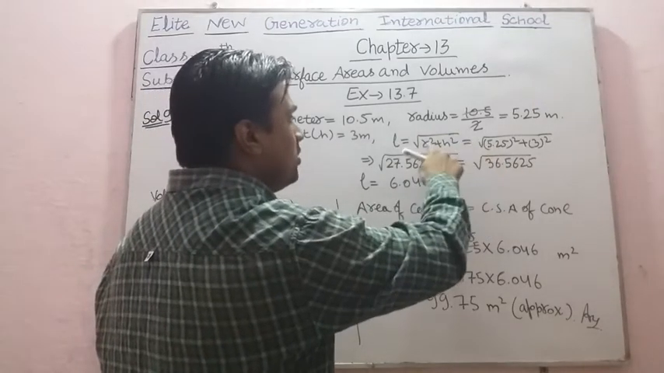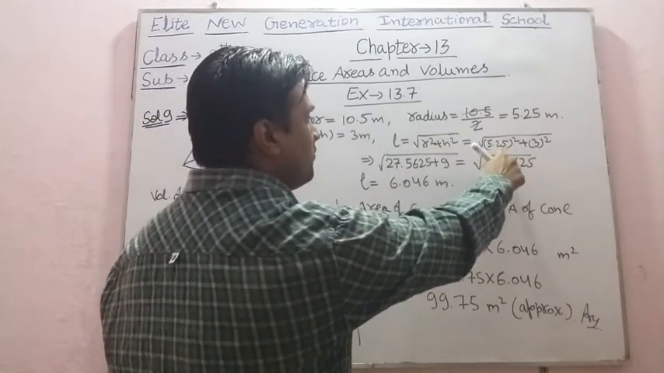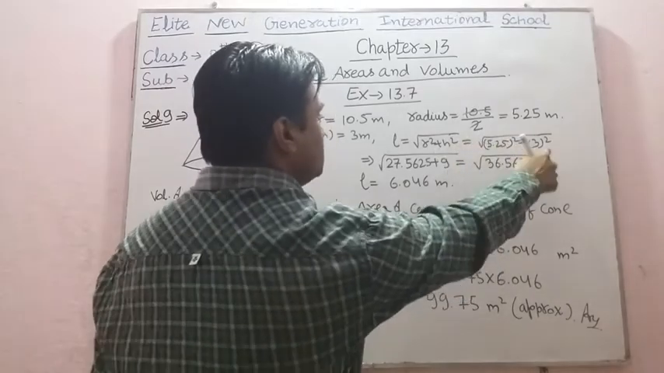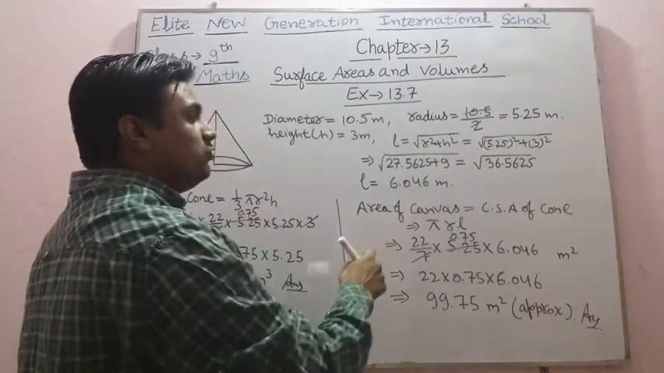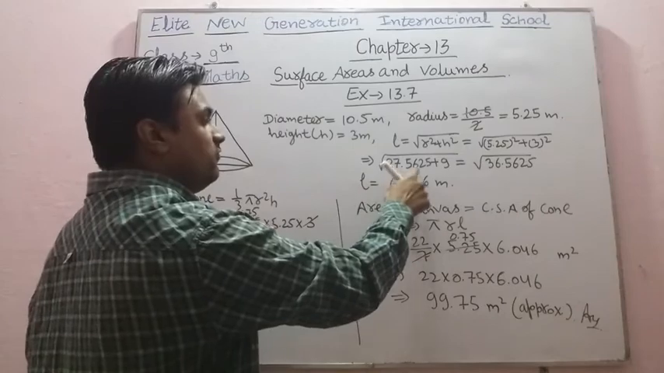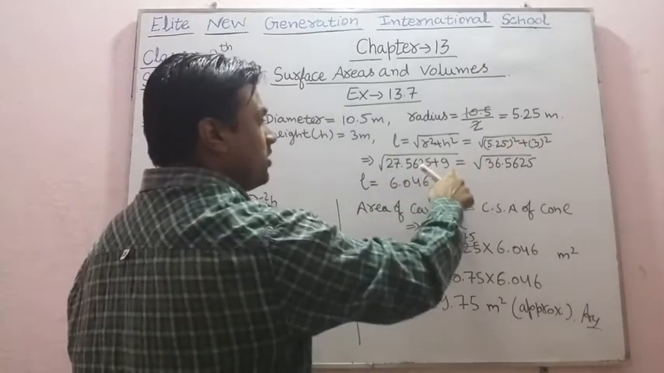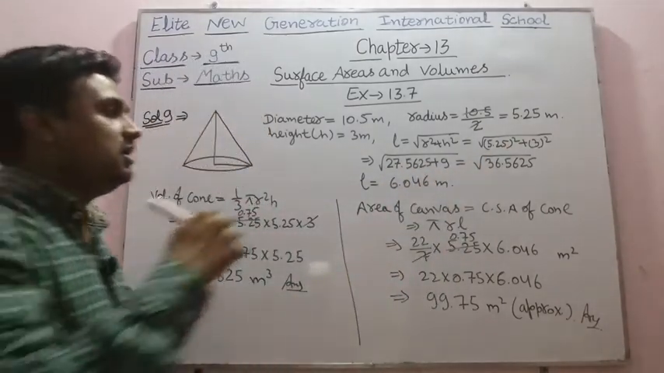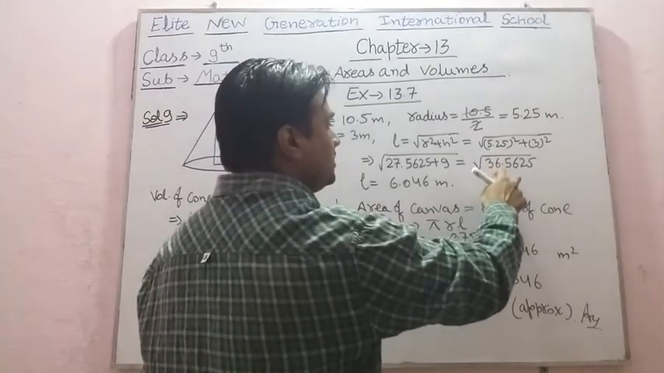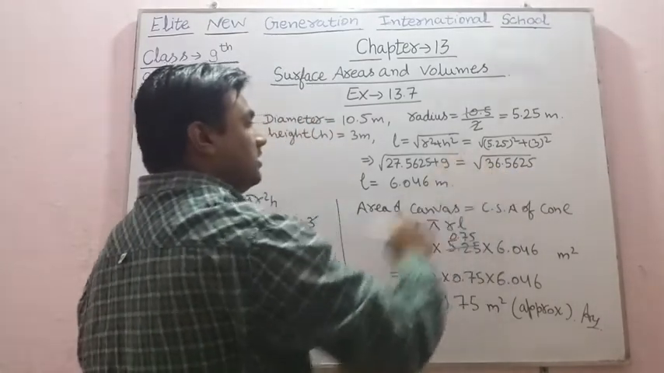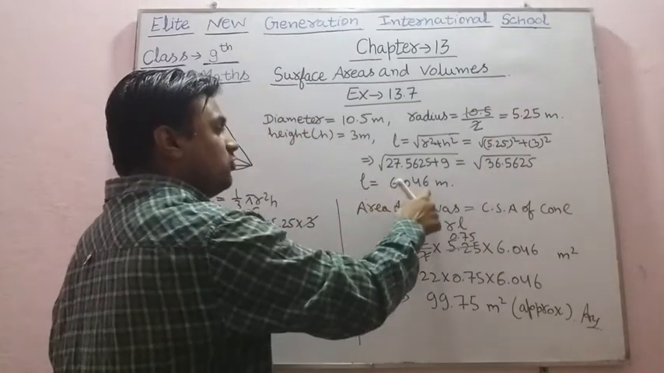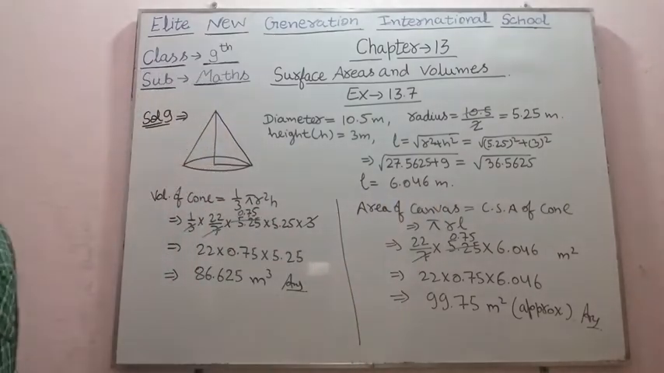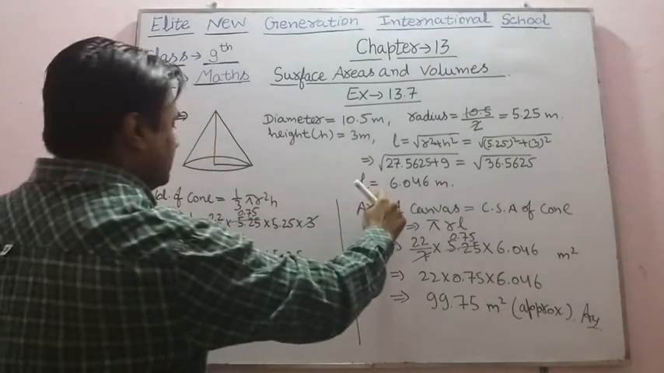So equals radius is 5.25, so 5.25 square plus height is 3, so 3 square. 5.25 square will be 27.5625 plus 3 square will be 9. So by adding it will be under root 36.5625, and under root will be 6.046 meter. Now this will be its slant height.